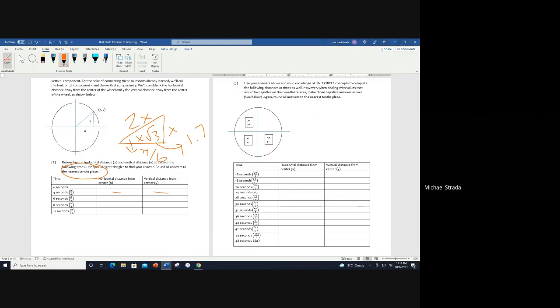Then we got 6 seconds, which is pi over 4. So basically that's going to be x, x, and x root 2. Again, this is not 1, but the size of the radius. You should be able to figure that out from the height of the problem.